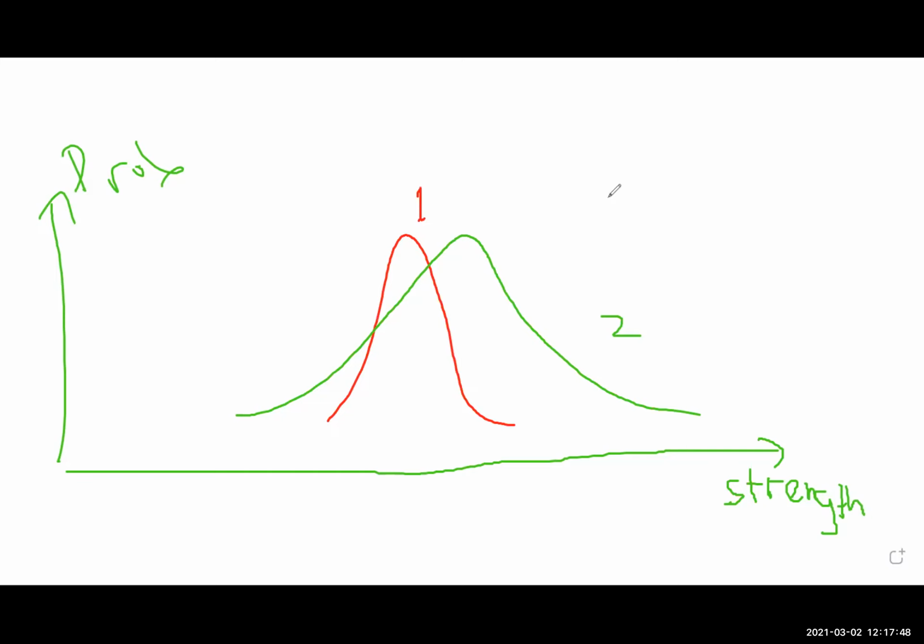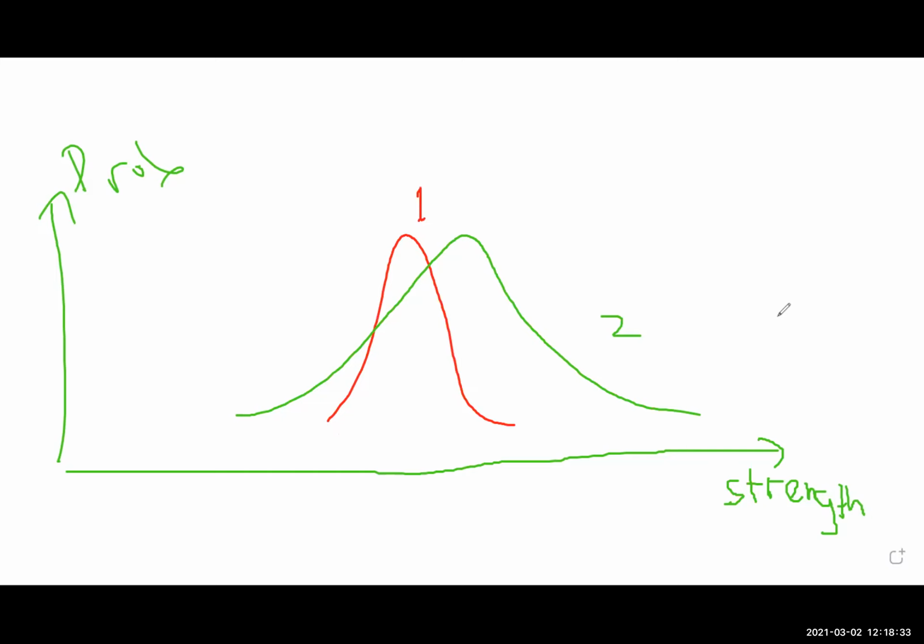How many people said product 1 has higher quality in terms of the strength? And how many people will say product 2 has higher quality? I go with number 1. Why did you say number 1? The mean is lower, you see? Yeah, I think so, but can I describe it using a drawing? Go ahead, you share your screen. Does it show up? Yep.